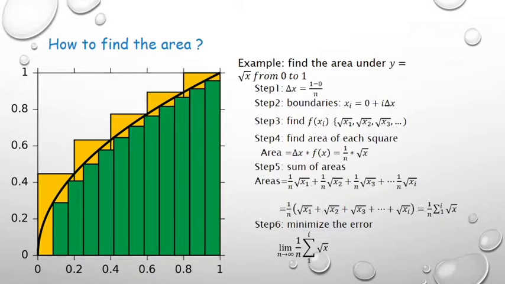So we are going to rewrite the entire formula in limit form so that we can increase the number of partitions to infinity. And we do this by writing this as the limit as n goes to infinity of 1 over n times sigma of root of xi from i equals 1 to i equals n.